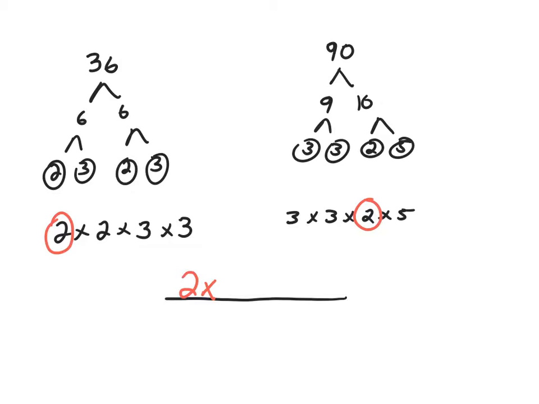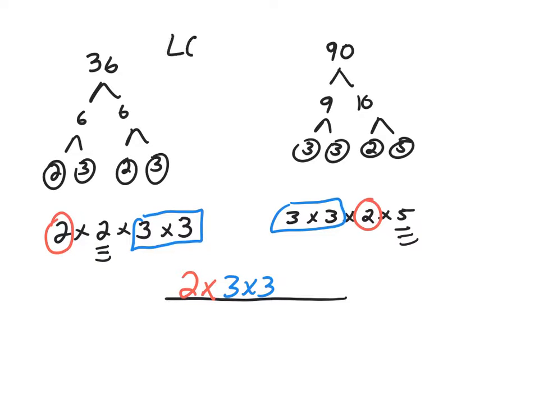What else do they have in common? They have 2 3s. So we can say 2 times 3 times 3. Now what's left over? What's left over is there's a 5 and a 2. And when you find the least common multiple using prime factorization, you have to use all of the factors. All of them have to be in the string.